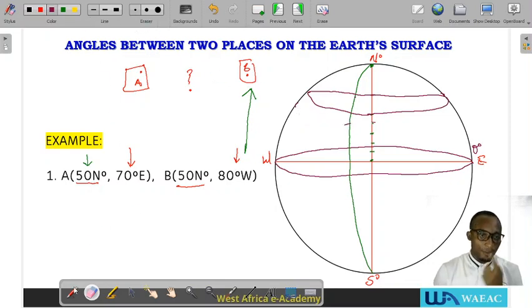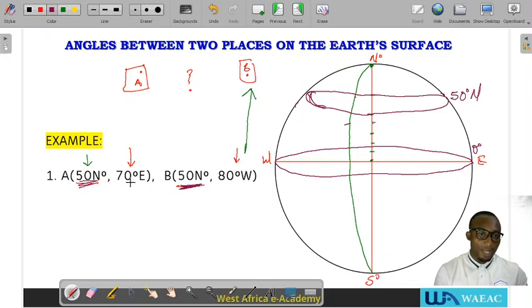So this would be my 50 degree north. Please don't forget to label it, since you are not drawing with scale. This is 50 degree north too, so you don't need to do another. If you do another one, it's still this.